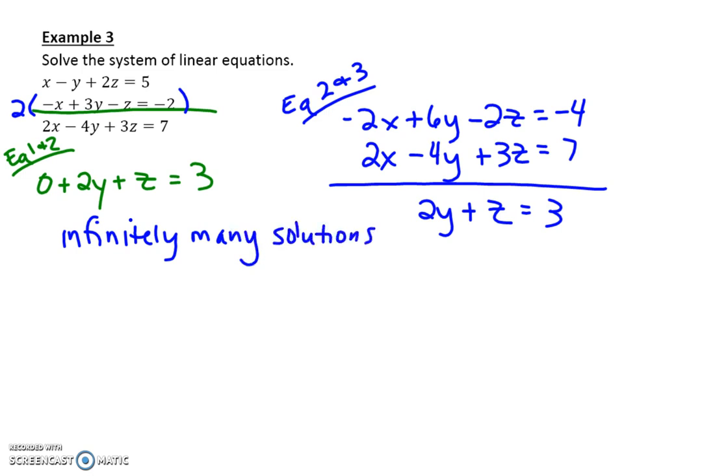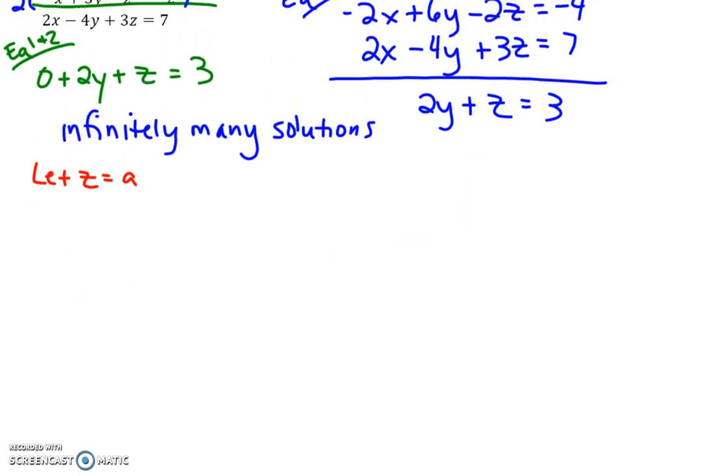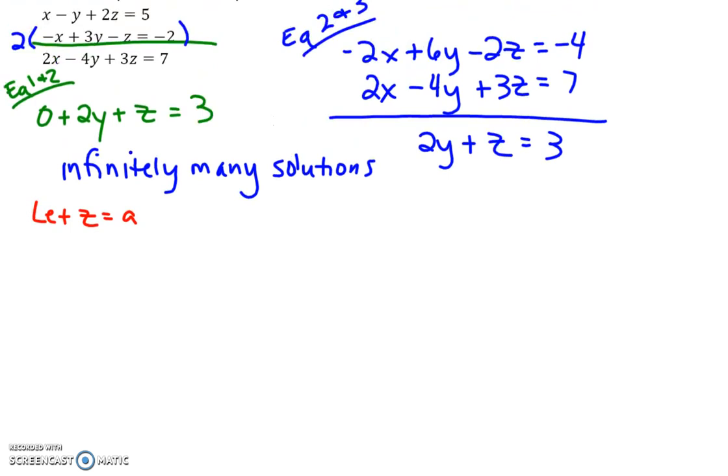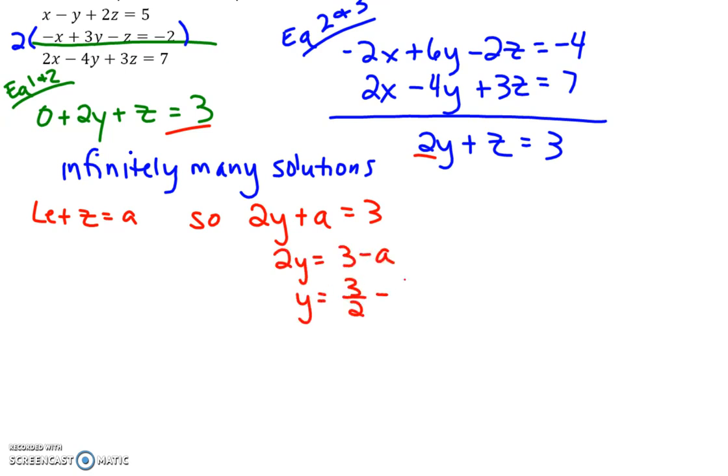Well, how can we write what those solutions would be? So here is where we are going to let z equal a. Sorry about that. We're going to let z equal a. So that means that 2y plus a equals 3. And that just came from these two equations that we had here. And so we can solve for y. So 2y equals 3 minus a. So y equals 3 halves minus 1 half a. Okay, so we have our z and we have our y.